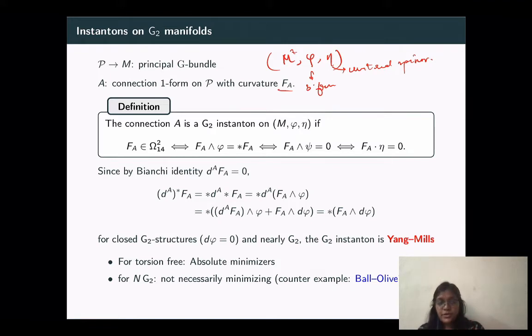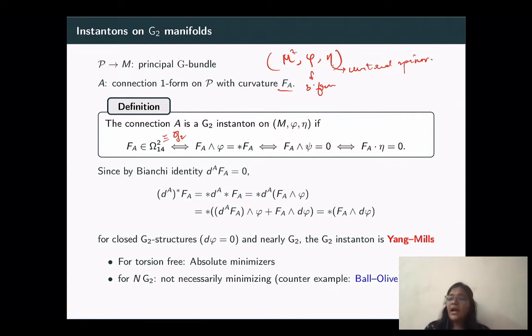Omega^2_14 part. If you remember from lecture 1, whenever I have a manifold with a G2 structure, there's an action of the Lie group G2 which breaks the space of two-forms into two irreducible components, Omega^2_7 and Omega^2_14. Here Omega^2_14 was isomorphic to the adjoint representation, the Lie algebra g2. For the curvature, we say that the connection A is a G2 instanton if the two-form part of the curvature F_A is in Omega^2_14.